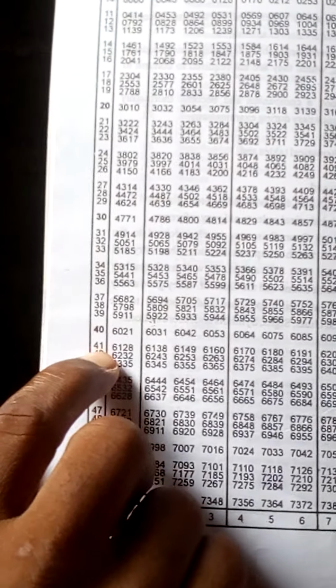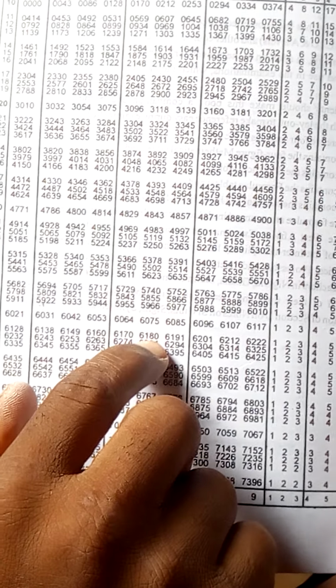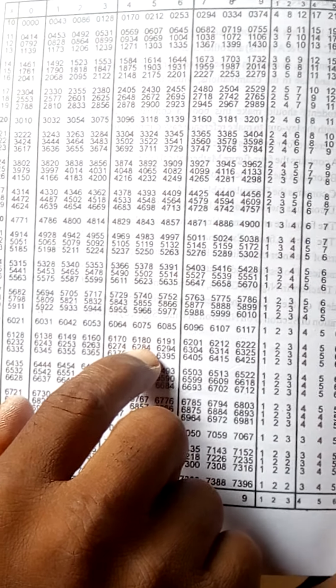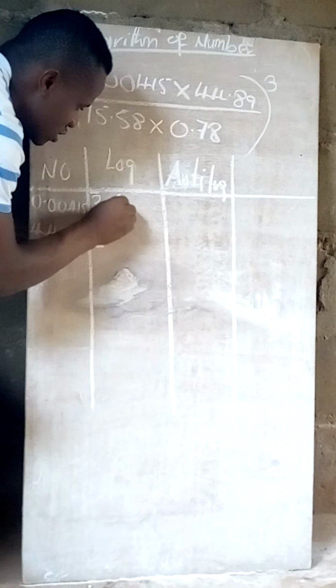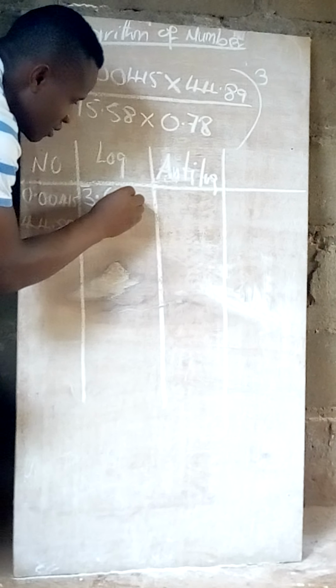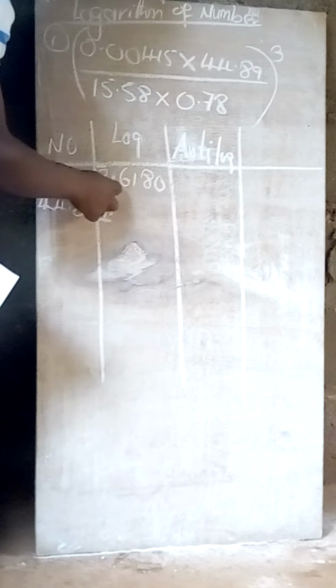Now this 41, right? You now trace 5, which will have 6180. Are we following now? That's the first one. What's the answer? 6180. Are we there now? That's for the first one.